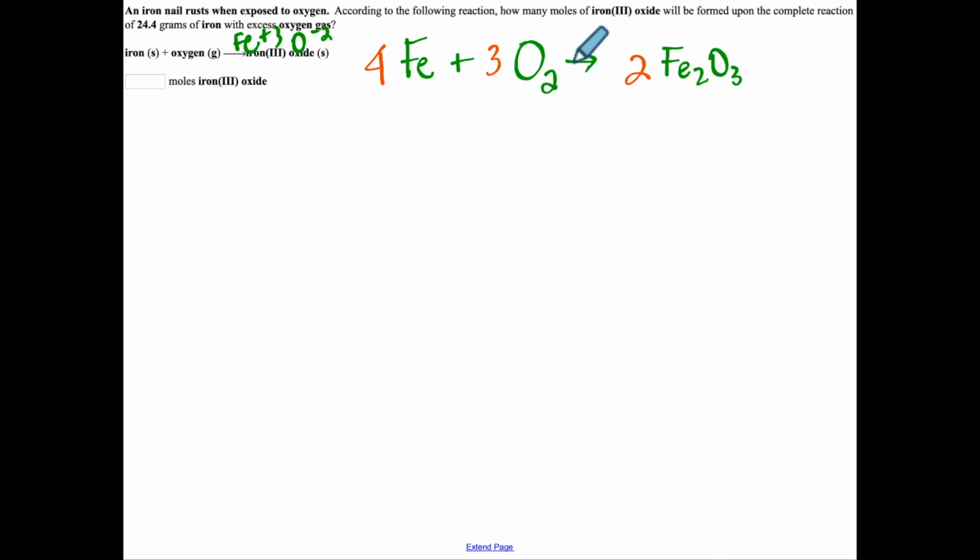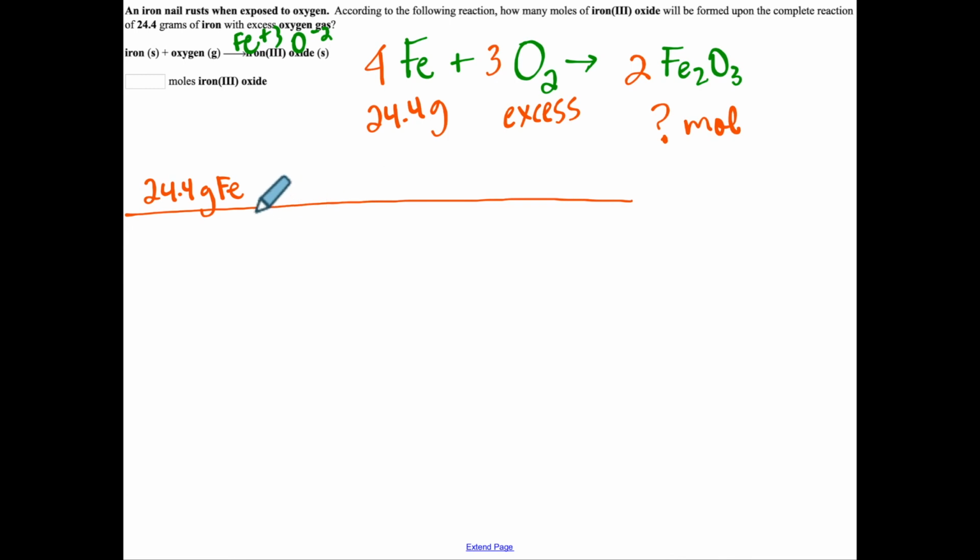The problem says how many moles of iron 3 oxide. So we want to find out how many moles of iron 3 oxide will be formed upon the complete reaction of 24.4 grams of iron with excess oxygen gas. So again, this excess is just telling us that iron is the limiting reactant and we only need to do 1 picket fence. So 24.4 grams of iron, we want to get that to moles of iron 3 oxide. So we have grams here, so we have to put grams down here, and we look up the molar mass of iron on the periodic table and find that it's 55.85 grams of iron is equal to 1 mole of iron.